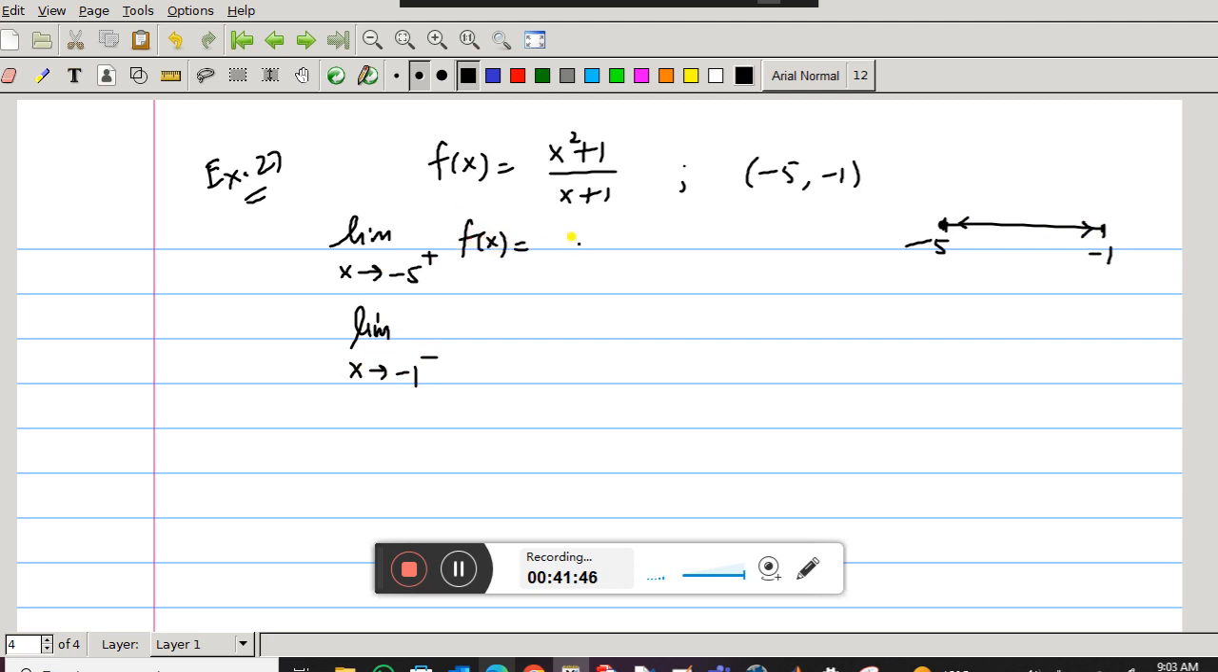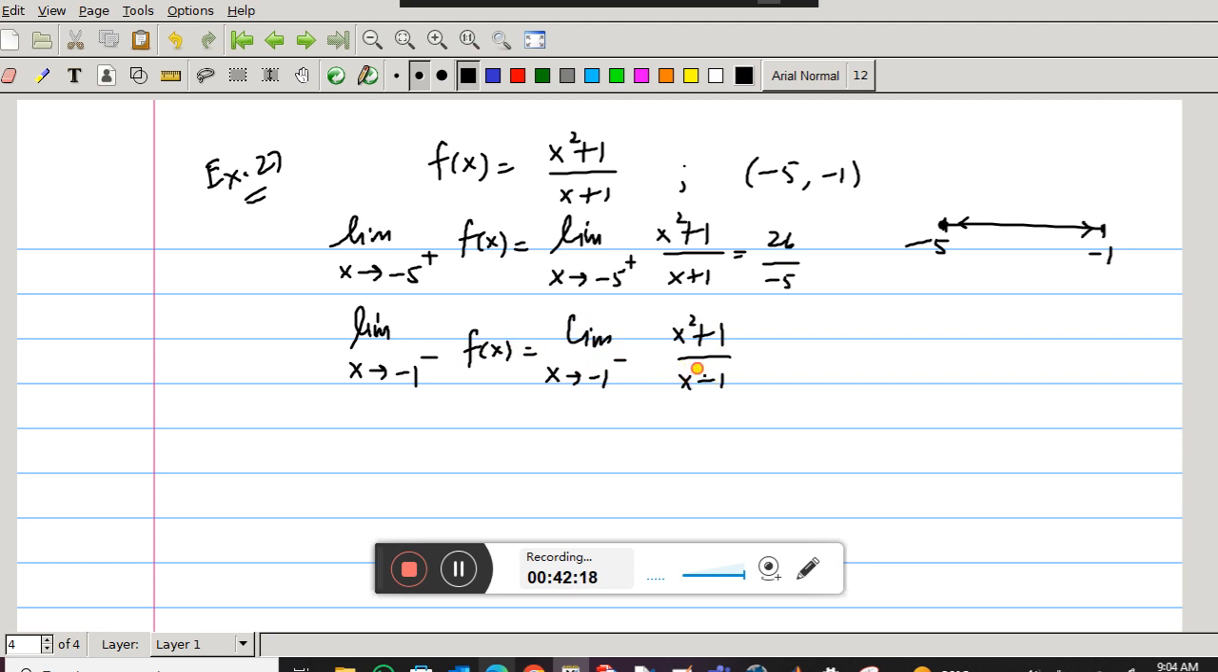So if I go to minus 5, there is no problem because minus 5 is not in the denominator. If I write (x square plus 1) over (x plus 1), I can just replace x with minus 5. So it will become minus 26 by 4, a number not going to infinity. But here, if I take the limit at minus 1, it goes to infinity. If I put minus 1 here, the denominator will become 0.